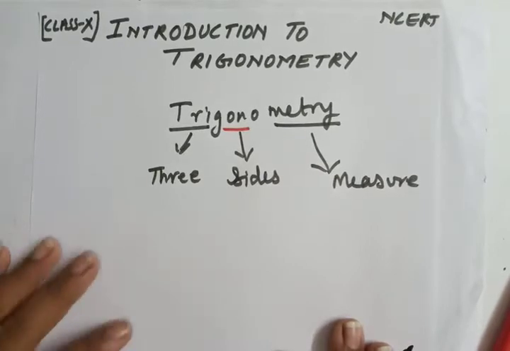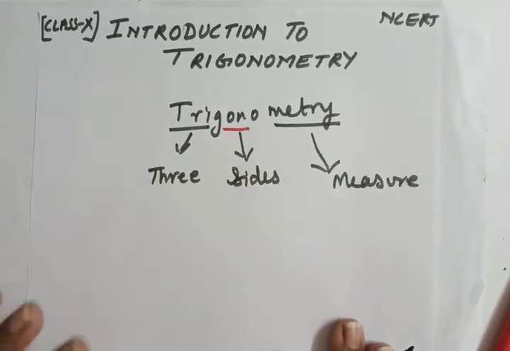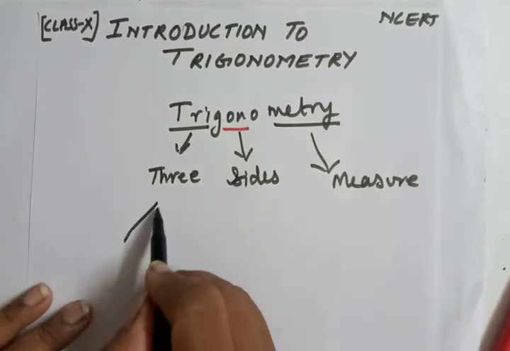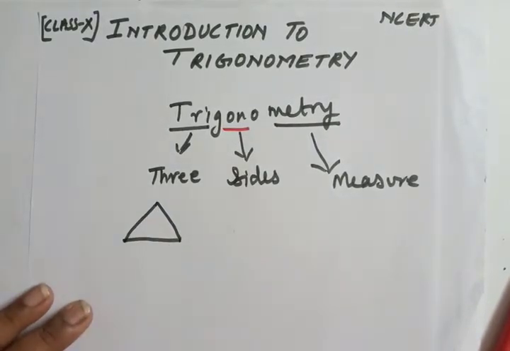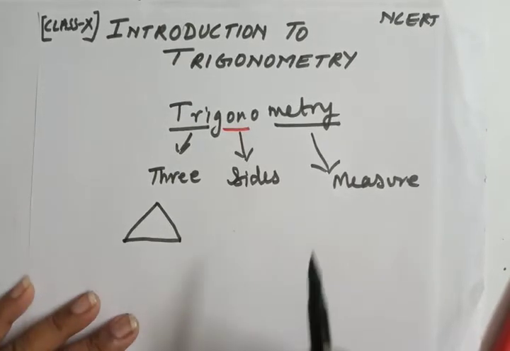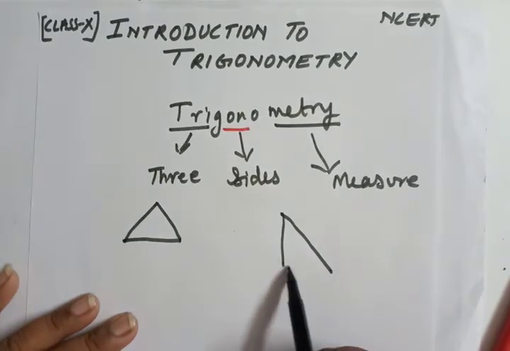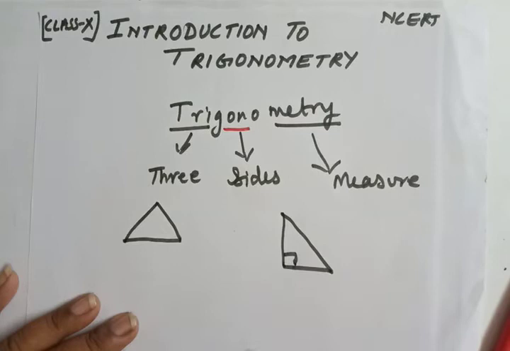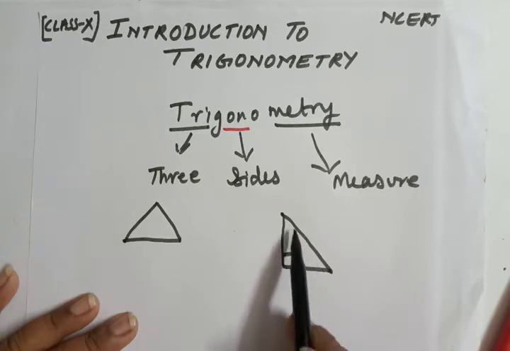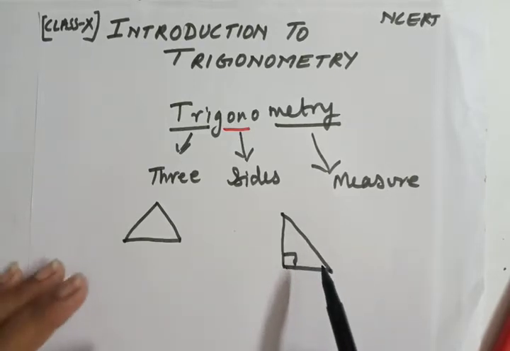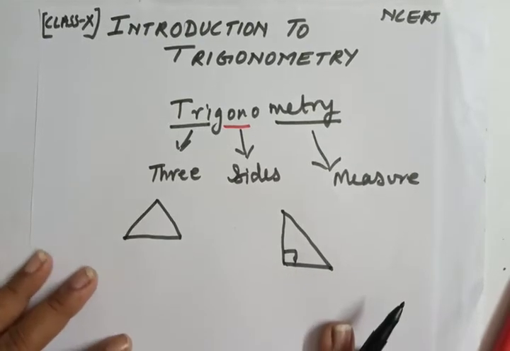So there must be a triangle. Suppose this is a triangle. But specially trigonometry is restricted to the right triangle. So we must have a right triangle. As we all know, in a right triangle we have one angle that is of 90 degrees, and the 2 angles are acute angles.